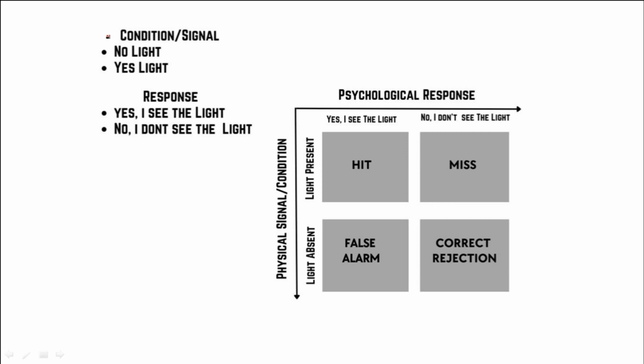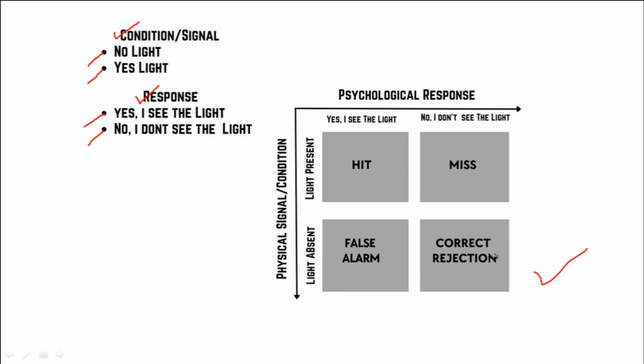Let's try to make a simple table of those parameters and try to understand more about signal detection theory. So basically in our experiment, there are 4 parameters. We are looking at 2 different conditions. Number 1 is no light and number 2 is yes light. And then we are looking at 2 possible responses from participants, which one is yes, I see the light, and the second one is no, I don't see the light. So let's make a simple table to organize this information.